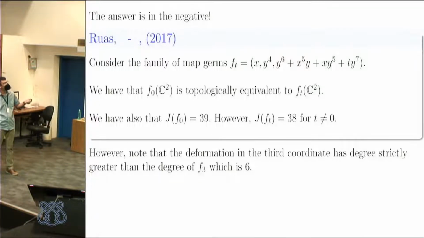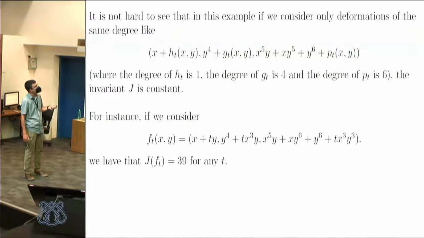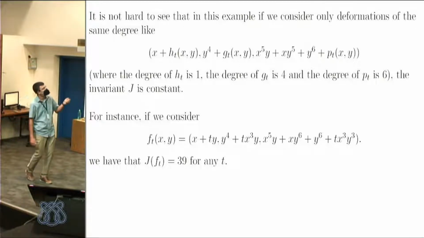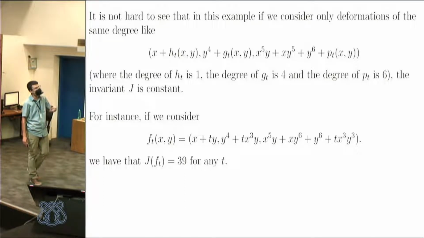So look at the third coordinate. In the third coordinate, we have a homogeneous polynomial of degree 6, and here we have a deformation with degree 7. But what happens if you consider the same example with a generic deformation in each coordinate with the same degree as the function's coordinates? So here it's degree 1, here ht is a linear form, here gt is of degree 4, the same degree as y^4, and here I will consider a deformation where the degree of p is 6, the same degree as the third coordinate function.